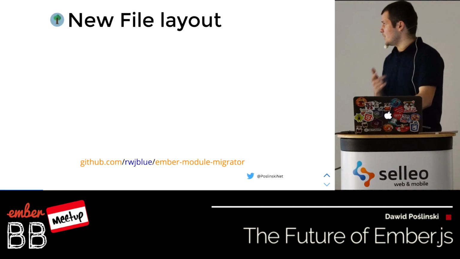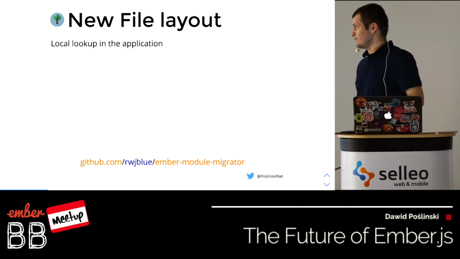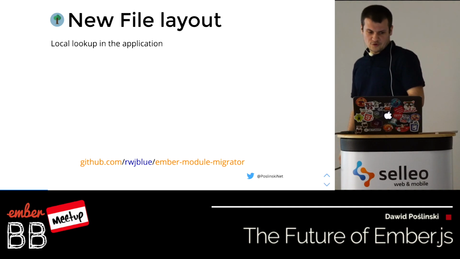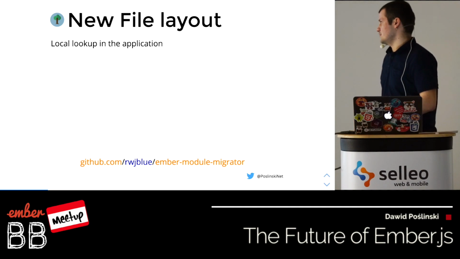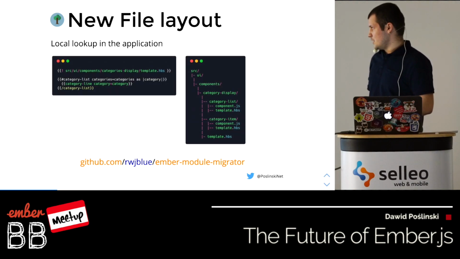Already Michael mentioned the new file layout in Ember. I will just focus on 2 cool things that will be there because it's a pretty big subject. But one of the coolest things is the local lookup in the application. Basically how it works, we will be able to get rid of very nested paths for the components.